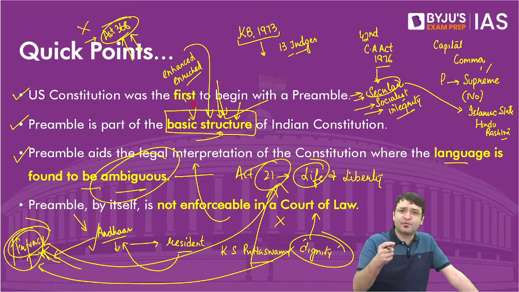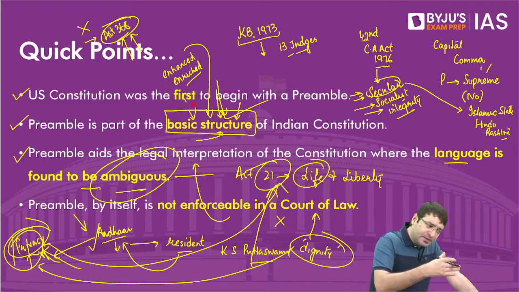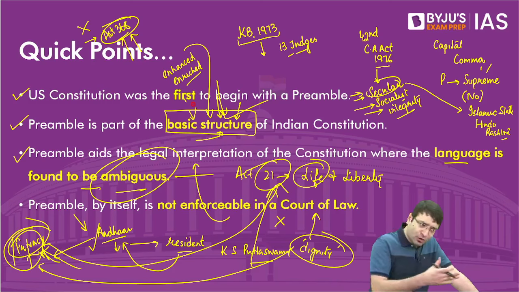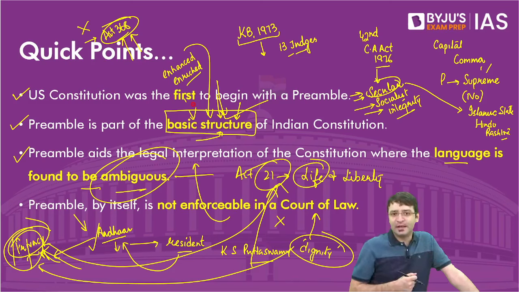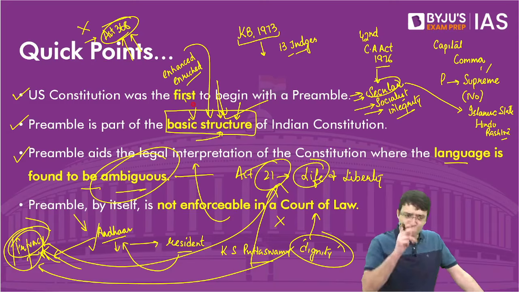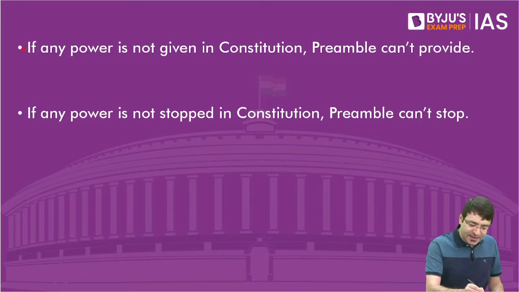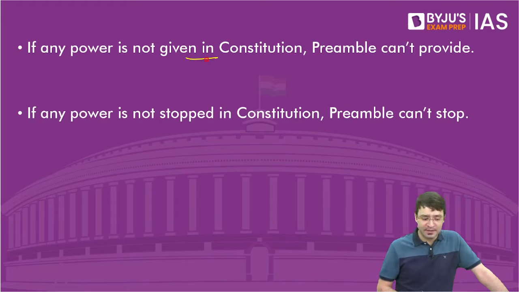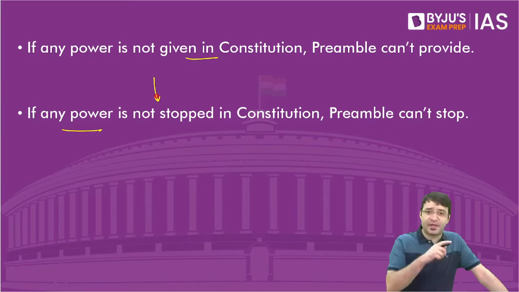If the objective of the Constitution is justice, that is implemented through other provisions of the Constitution. If the objective mentioned in the preamble is dignity of an individual, that is ensured through other provisions of the Constitution. And the significance of preamble is it helps in the legal interpretation of the Constitution if the language is found to be ambiguous. Two more things. One, if any power is not given in the Constitution, preamble can't provide. And if any power is not stopped in the Constitution, Parliament can't stop.